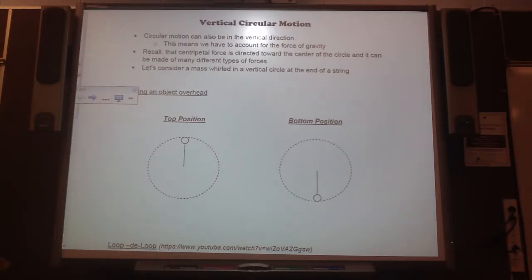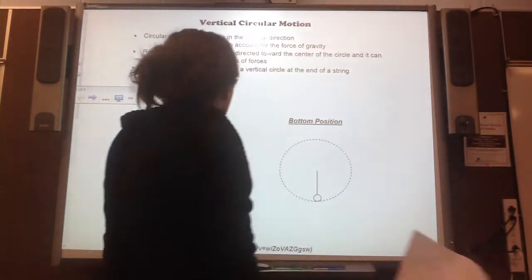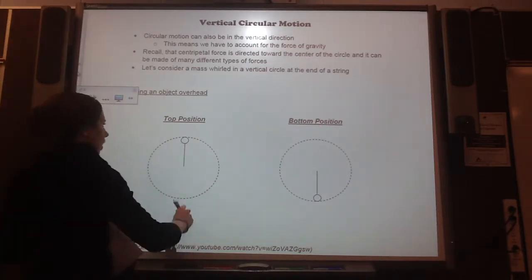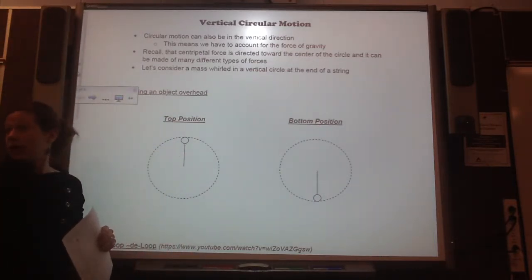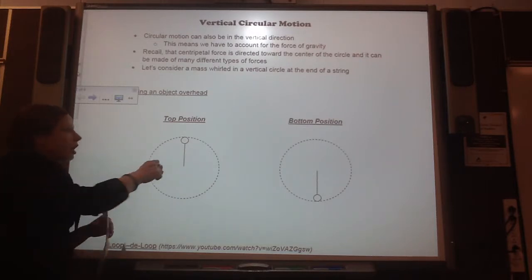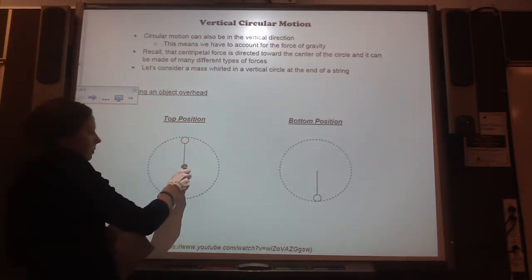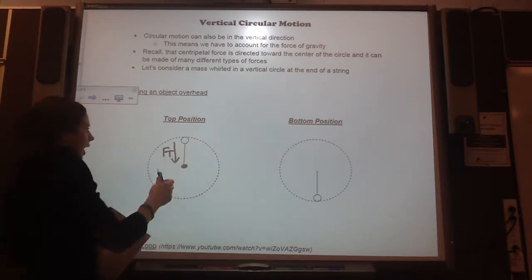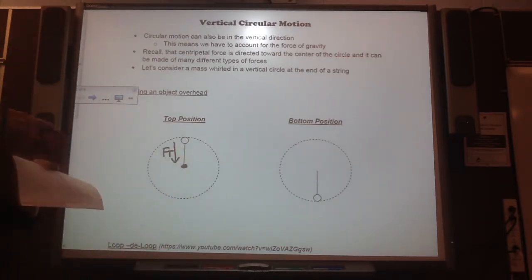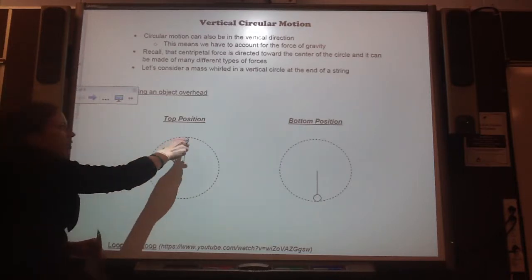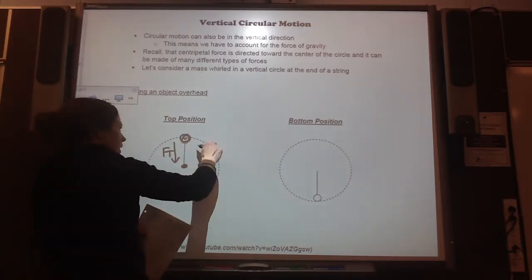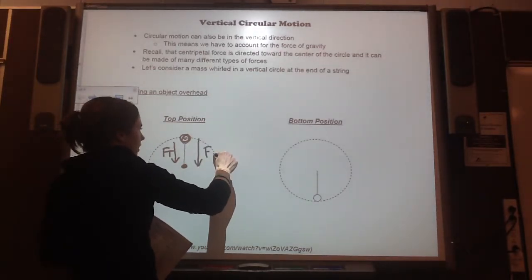So if we were to draw this, when the bucket's at the very top, we have tension, right? As Matt said, there's tension. If this is my shoulder, the tension is coming down. I'm holding the bucket, so there's that tension between the bucket, or the mass, and my shoulder. But then we also have the force of gravity.